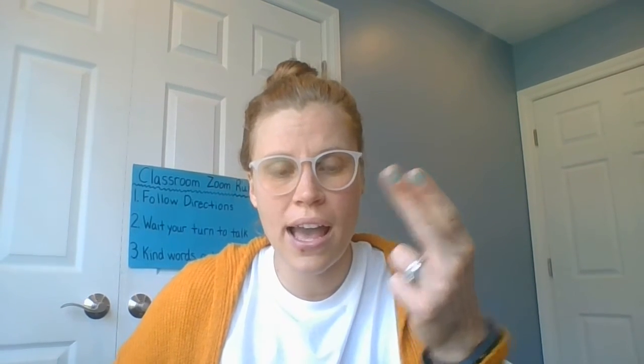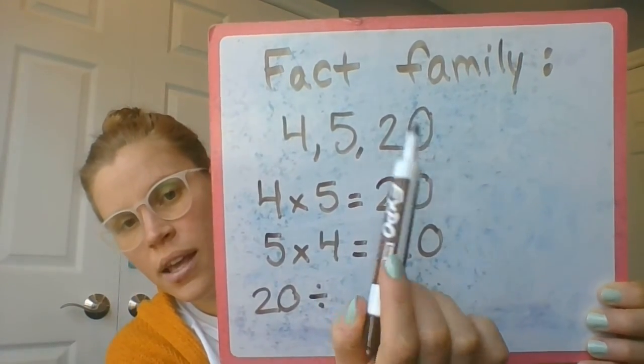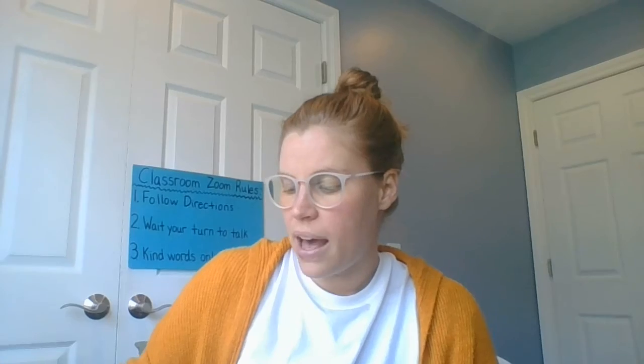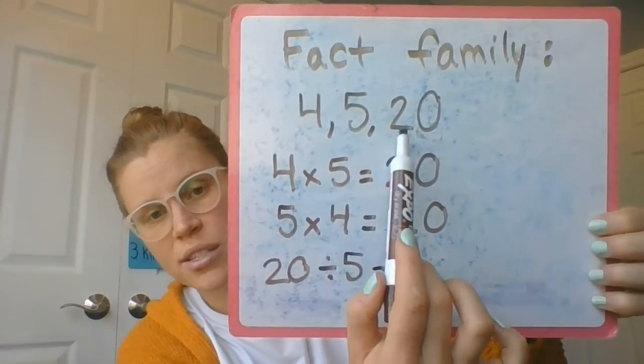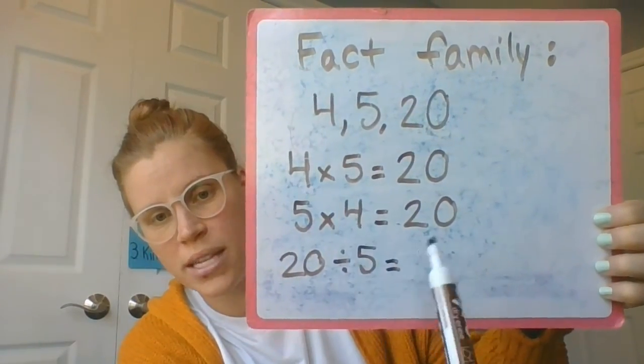Using the commutative property of multiplication, I know that if I switch the 4 and 5, 5 times 4 also equals 20. Then I will take my biggest number of the fact family, which is 20, and divide by one of the smaller numbers, 20 divided by 5, which will give me the number that I'm missing in my fact family. I have the 20, I have the 5, so I know that 20 divided by 5 must equal 4.